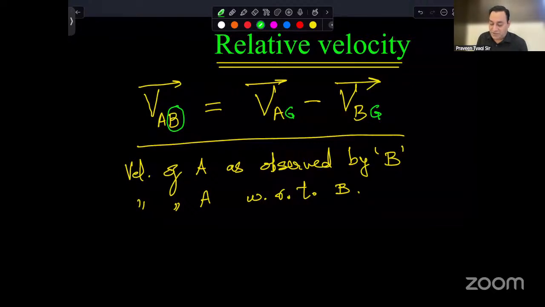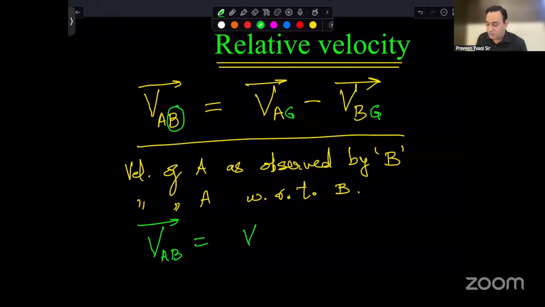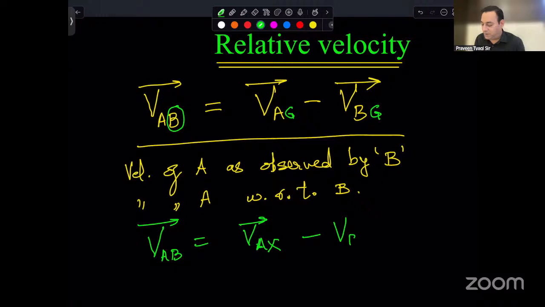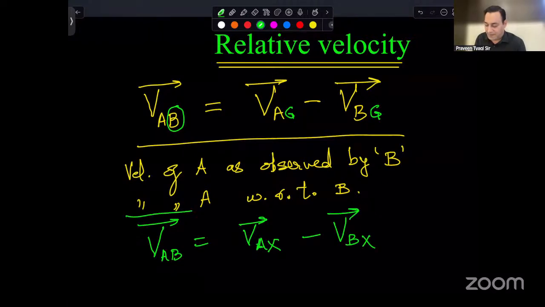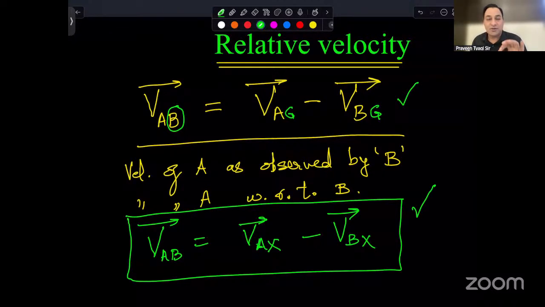Our general definition will be for the same thing. VAB can also be written as VAX minus VBX. X can be any frame. So velocity of A as observed by B is written as this, and this one equation is more than enough for you to understand the whole chapter. One has to understand this equation with clarity, and I'll show you how for every relative velocity problem, this much information is more than enough.